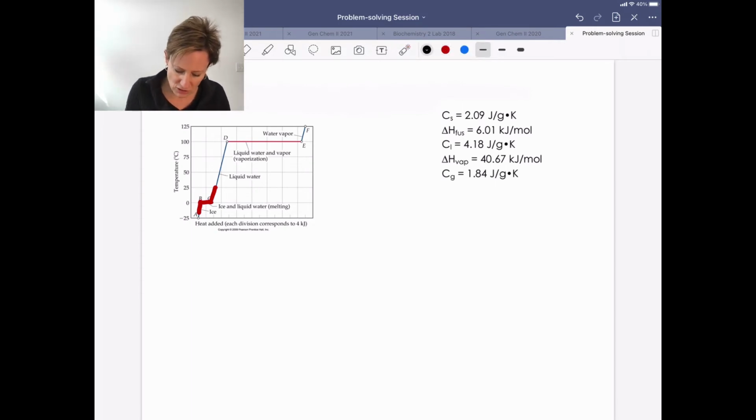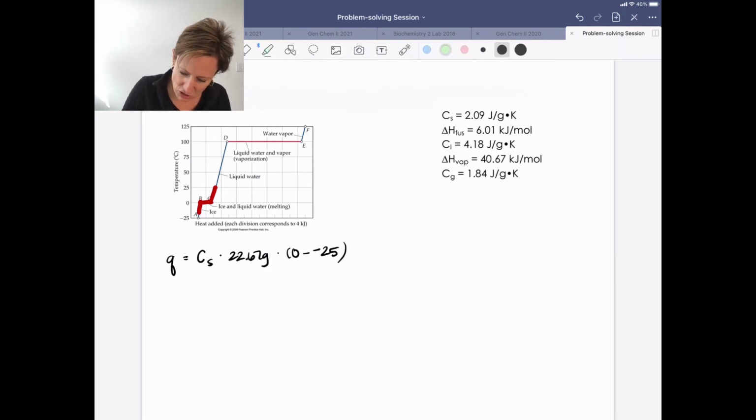Okay, so let's go ahead and do our 3 calculations here. I'm going to have 2 calculations that look like this. When I'm heating up my solid, I'm going to use a specific heat capacity for the solid times the 22.67 grams of my solid times my temperature final minus temperature initial. So my temperature final is 0 minus negative 25, where I started out. Now again, I need to make sure I use the correct heat capacity here. So I'm going to be using this one for this first calculation.